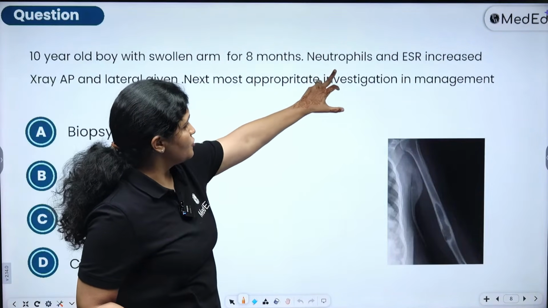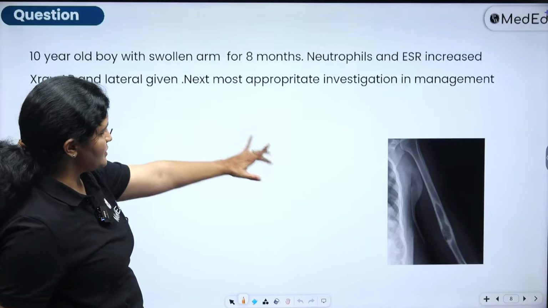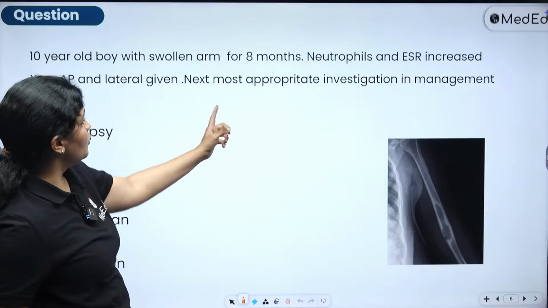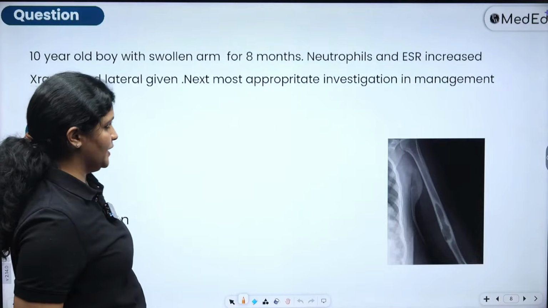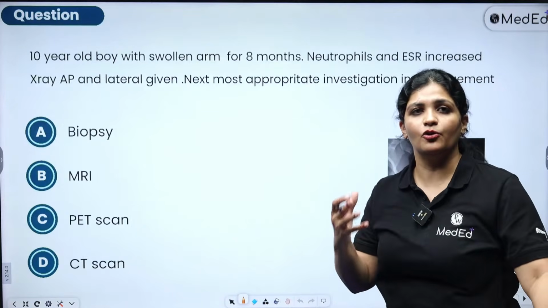There is a raise of neutrophils and ESR, and now the AP and lateral X-rays are given. Okay, lateral is missing here, only AP is there, and the question is the next most appropriate investigation in management. So here what they are asking you is, they have given you certain clues and they are asking you how do you manage this case.